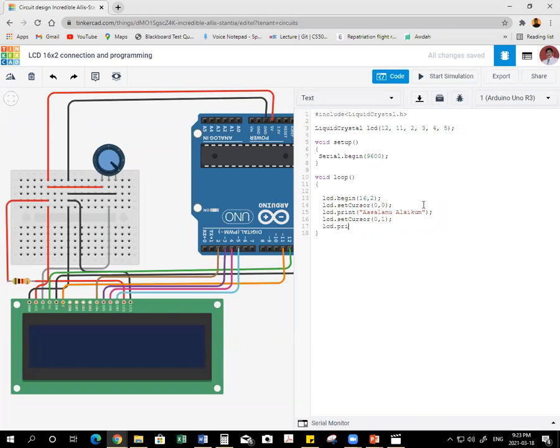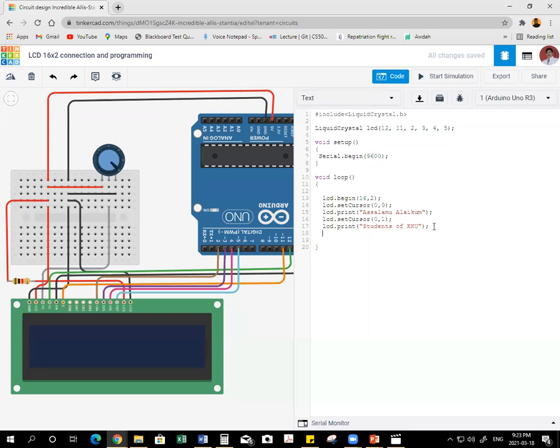lcd dot print. I will type students of KKU. No, there is a problem because I have to use double quotes. Okay, this is okay.